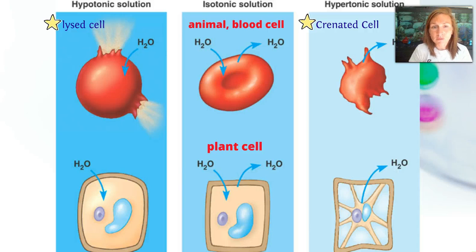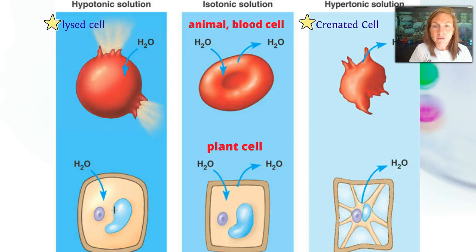Now this is what happens to an animal cell or a plant cell in these different types of solutions. So again, if the cell is in a hypotonic solution, as in this state, that means there is more water on the outside than on the inside, so that cell is going to fill up with water and it's actually going to lyse or burst.